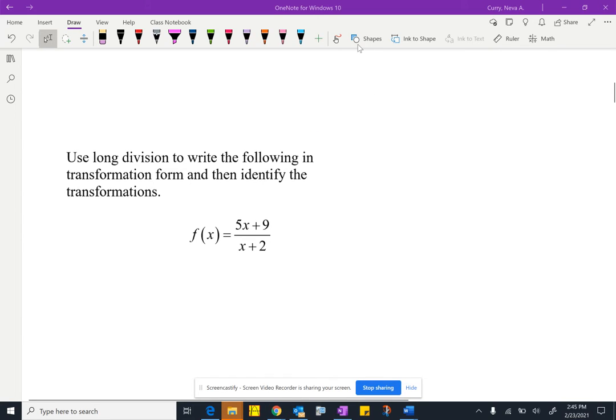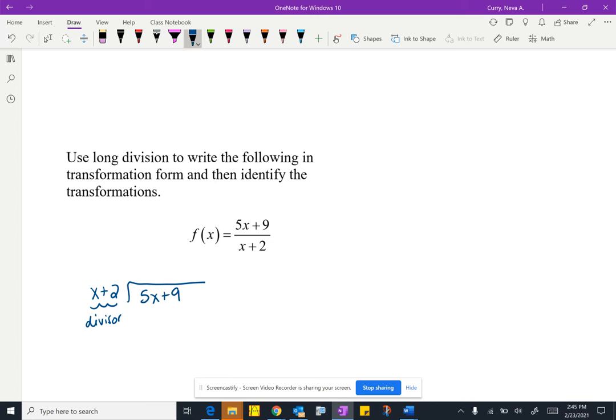Okay, so what we need to think about is the denominator is our divisor, and so we're going to put the x plus 2 out front. So this right here is our divisor. The 5x plus 9 is our dividend, which I don't need to really reference. And now we want to start the long division process.